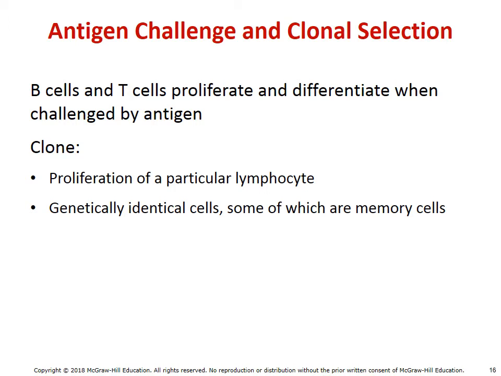Ultimately, whenever the antigen activates B or T cells, they're going to proliferate and differentiate. We call this, again, clonal selection. And so again, cloning is the proliferation of a particular lymphocyte. It is identical genetically to its other cells, and some of them will remain as simple memory cells.